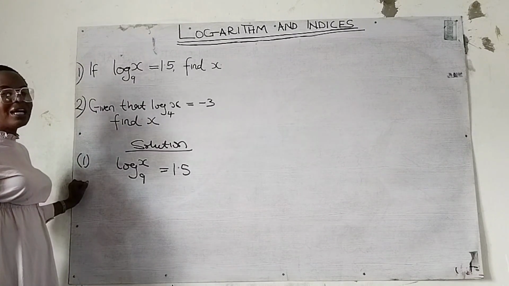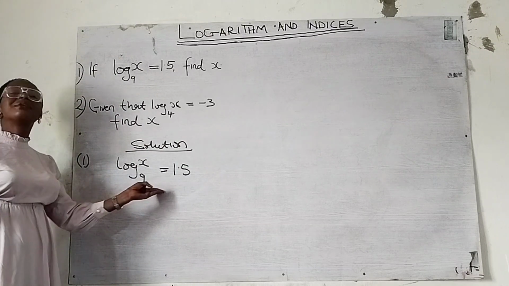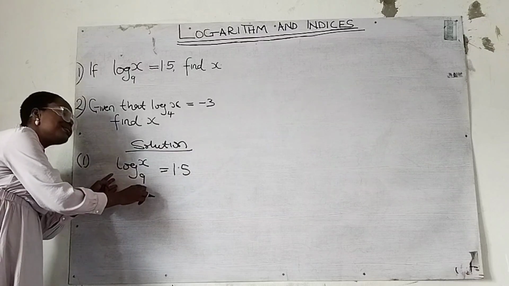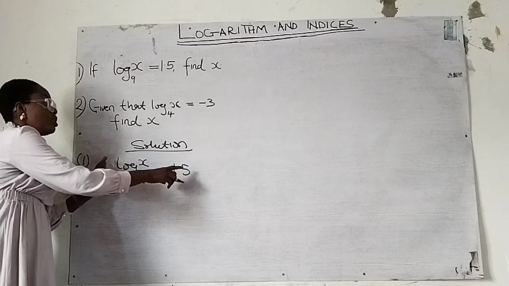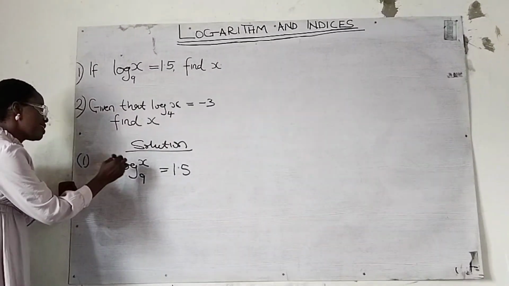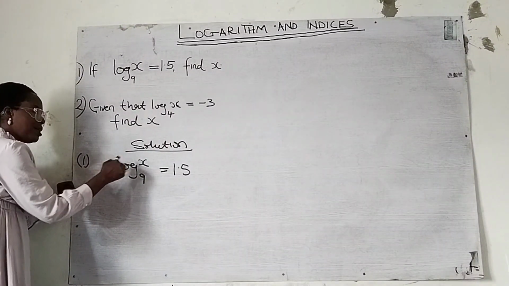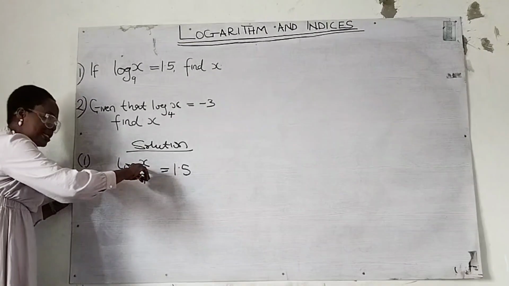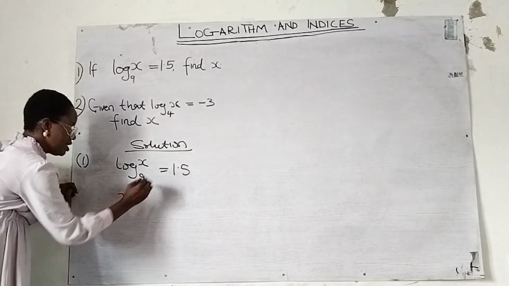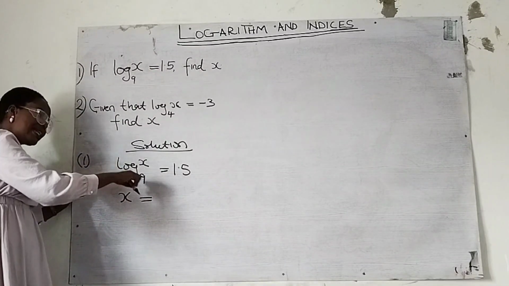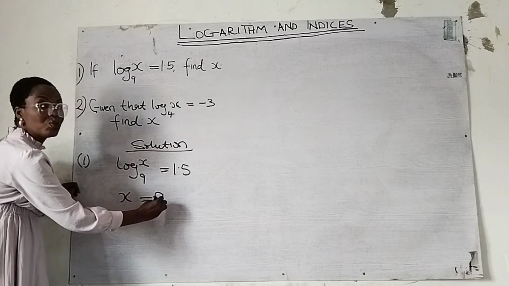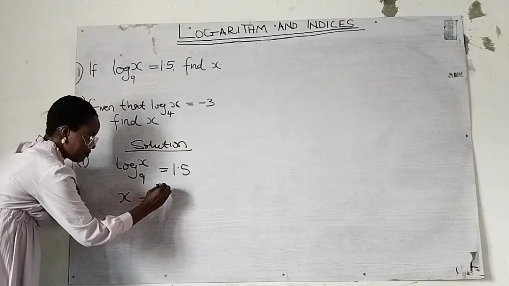Okay, so what do we do? Anytime you are faced with problems like this, the first thing to do is to change the equation from logarithm to indices. Watch how I do it. I'll forget about this log now. I'll write x is equals to 9, which is the base here, 9 raised to power 1.5.